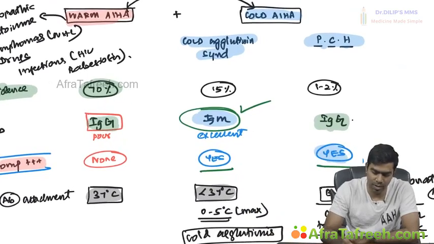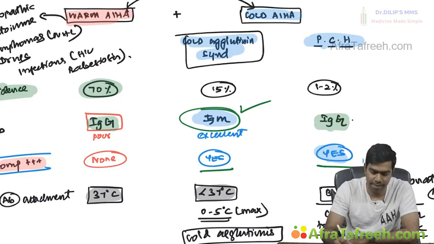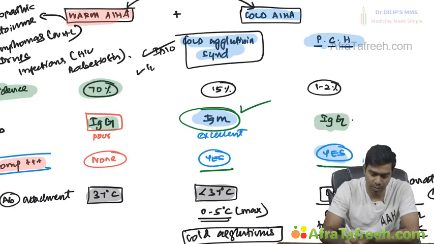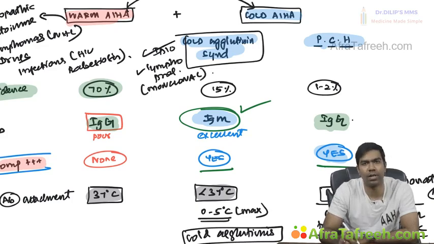Cold agglutinin disease wise, if you ask me, many of the cases of cold agglutinin syndrome can be idiopathic as usual. Then it can be associated with lymphoproliferative disorders, typically monoclonal lymphoproliferative disorders like plasma cell dyscrasias and Waldenstrom's macroglobulinemia.